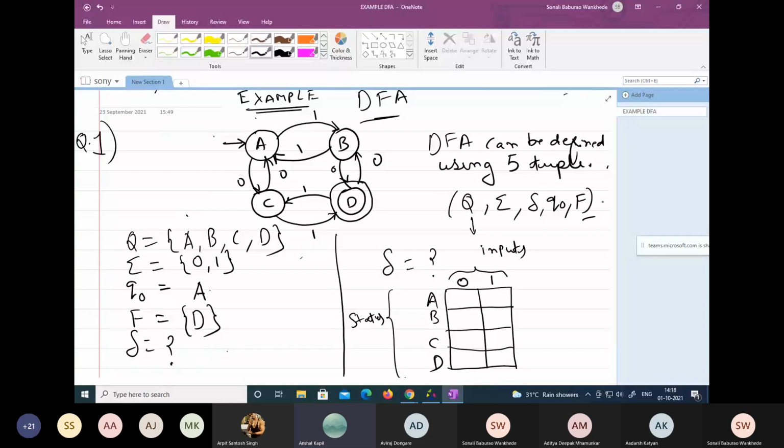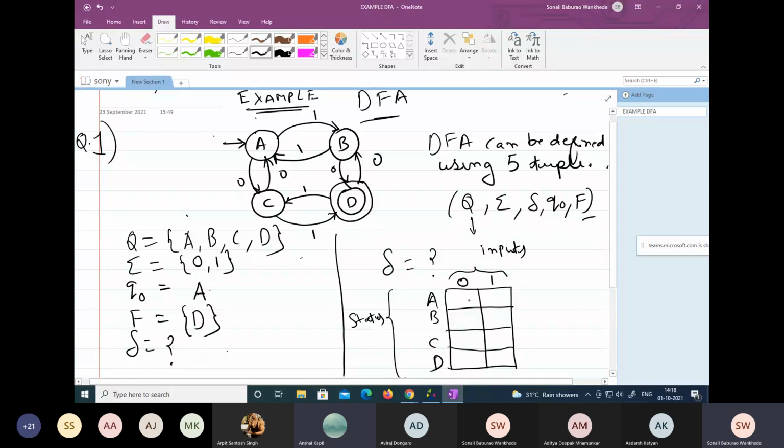And we can just write A comma 0, A comma 1, B comma 0, A comma 1. Yes, you can write it in that way also. But if I want to write the values over here in the table, it can be in the form of the states A, B, C, D.